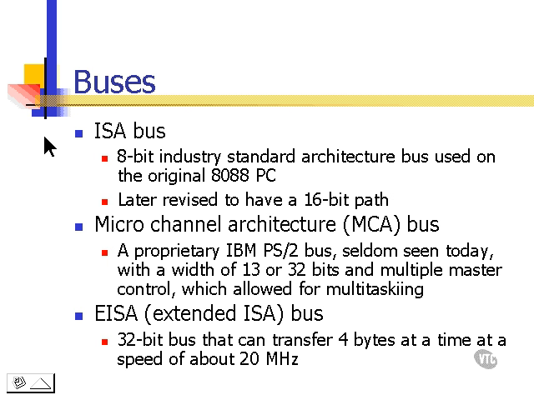One type of expansion bus is an ISA bus. ISA buses were one of the first buses, and they at first were an 8-bit industry standard. In fact, that's what ISA stands for, Industry Standard Architecture. They came out originally with the original 8088 PC. They were later revised to have a 16-bit data path, which was like increasing from an 8-lane highway to a 16-lane highway.